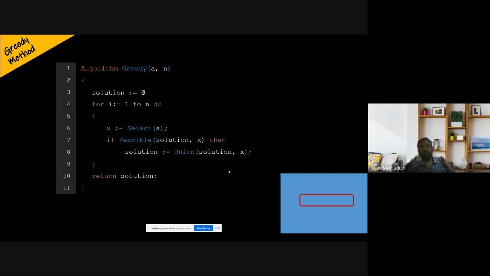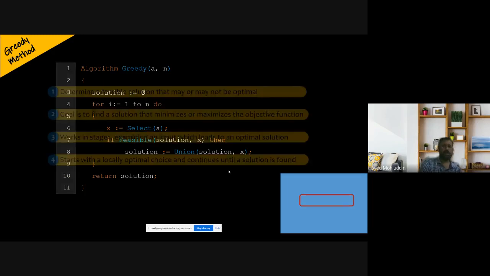Now remember, here we are not right now concerned about the optimal solution because we do not know what the objective function is. So the general algorithm for greedy is to have a null solution, and among the inputs select each input at a time and check whether it is feasible. If it is feasible, add it to the solution set and return that solution set.